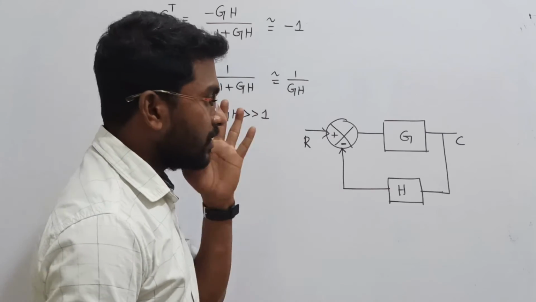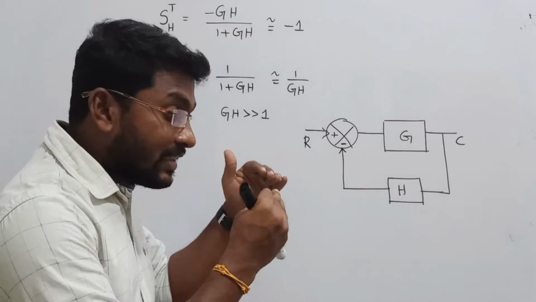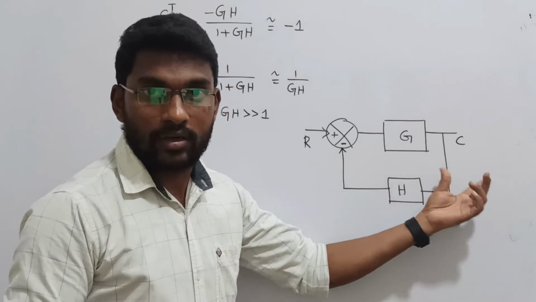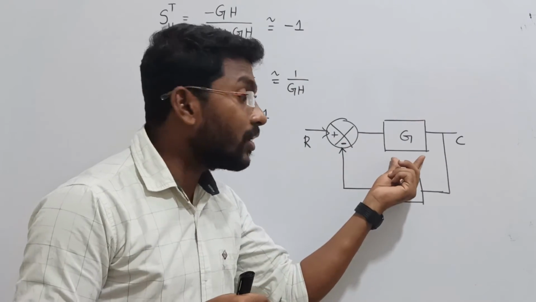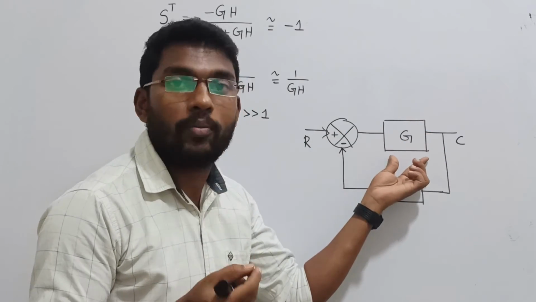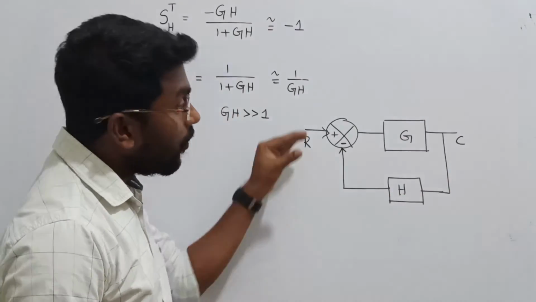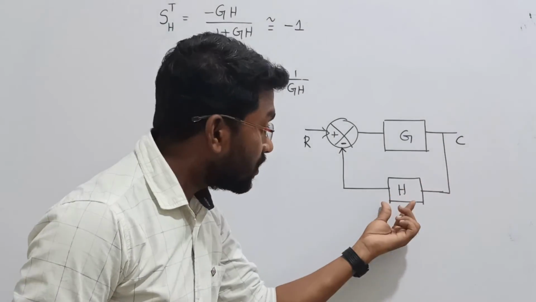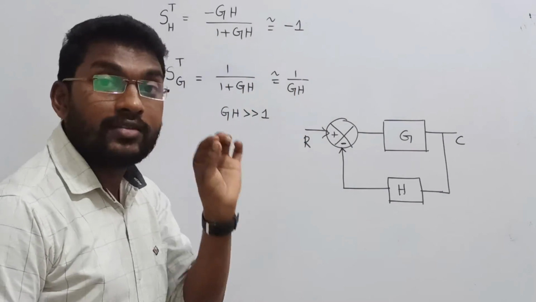So always, the conclusion is that the sensitivity, or the changes in my overall transfer function with respect to the changes in the forward path gain, is 1 by 1 plus GH. The change in the overall transfer function of the system with respect to the feedback path parameter is negative. See that? So what does it conclude here? Conclude.